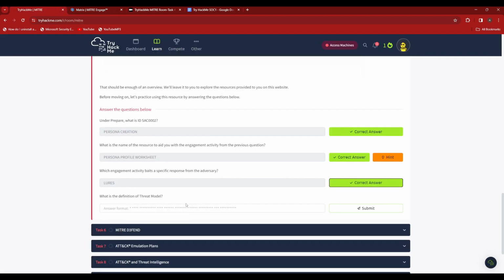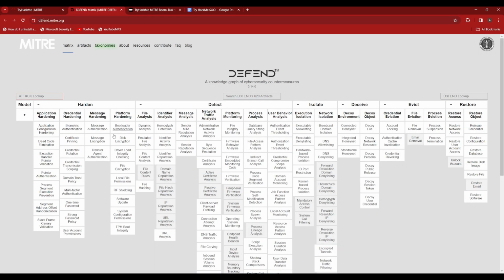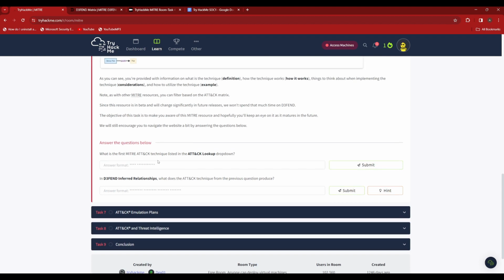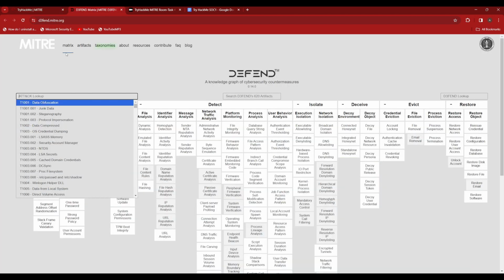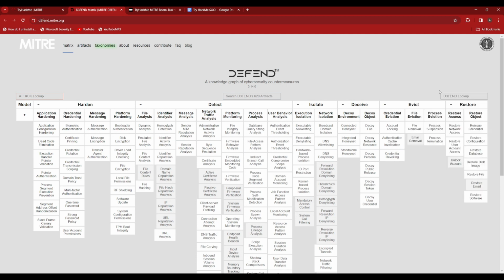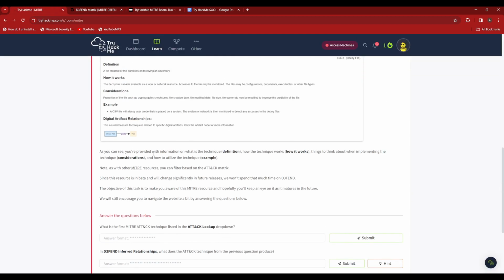Let's go. Okay, so next up, we're on the defense section of the MITRE ATT&CK, and they're asking for the first MITRE ATT&CK technique listed in the attack lookup dropdown. Okay, so I believe I found it. Looks like there are little options here you can click on. They did say that this has a lot of options.